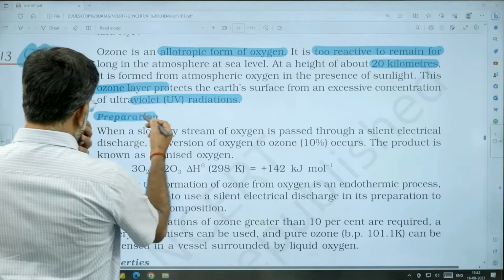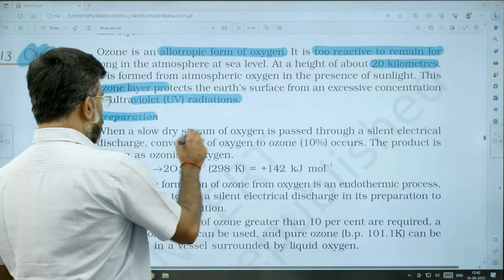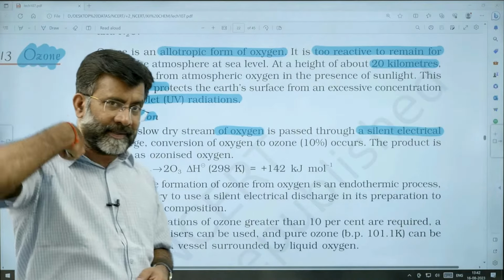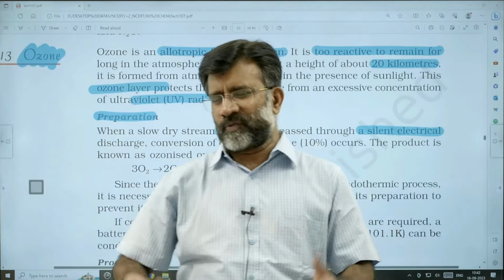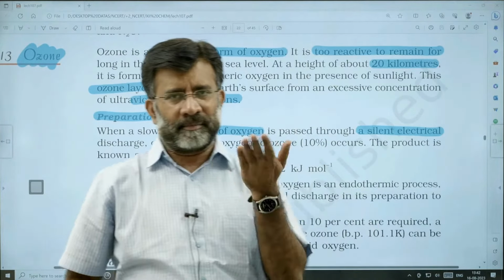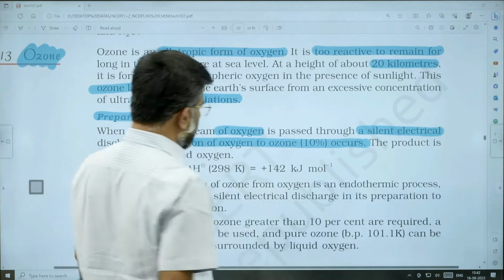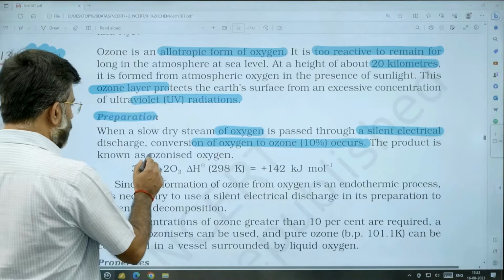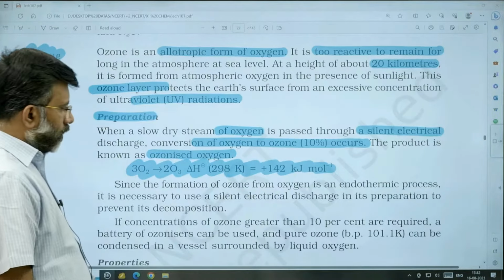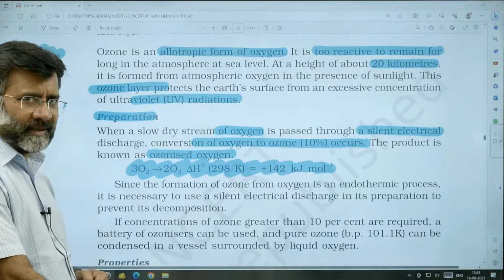How to prepare ozone? When a slow dry stream of oxygen is passed through a silent electric discharge. Normally electric discharge is somewhat violent. It should be silent electric discharge because ozone is unstable and it may decompose. We will get a conversion of oxygen to ozone. About 10% conversion occurs, and it is called ozonized oxygen. This is the reaction. You can see the thermodynamic nature of the reaction: formation of ozone is an endothermic process, so not a favorable reaction.